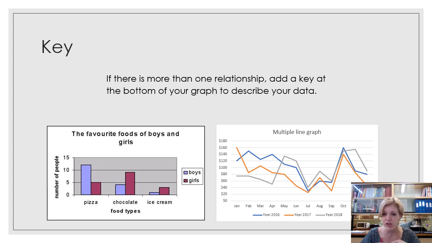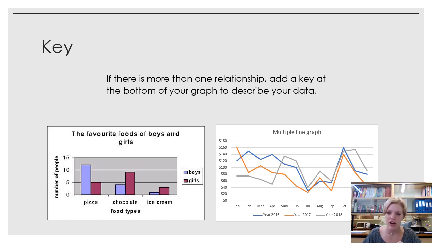And between boys and girls, what do they enjoy more? It's pretty obvious that boys enjoy pizza more than girls, girls enjoy chocolate more than boys, and girls enjoy ice cream more than boys. So this is a bar graph representing two sets of data, and that little block on the side is the key.